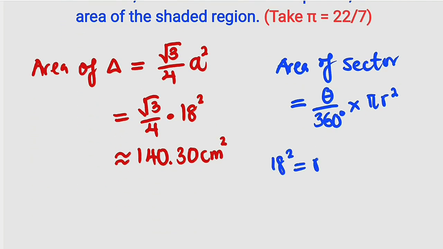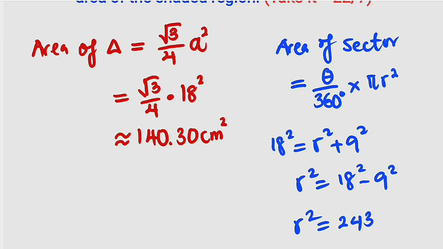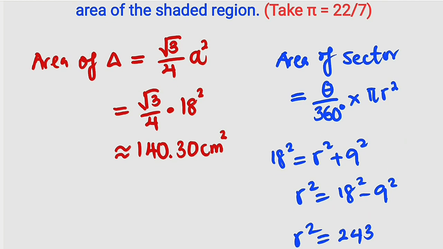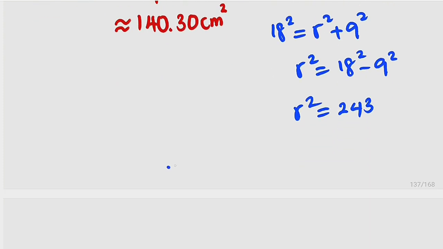18 squared is equal to r squared plus 9 squared. So r squared will be equal to 18 squared minus 9 squared. Let me plug this in first. 18 squared minus 9 squared is equal to 243. r squared is equal to 243. I'm not going to take the square root because I realize from my formula I have r squared. So instead of taking the square root, I can substitute r squared with 243 directly. And therefore, the area will be what?